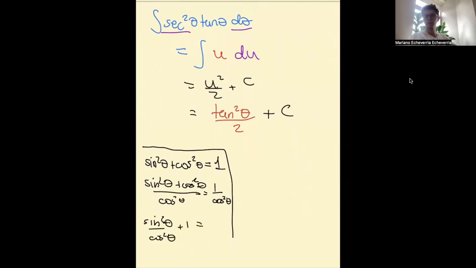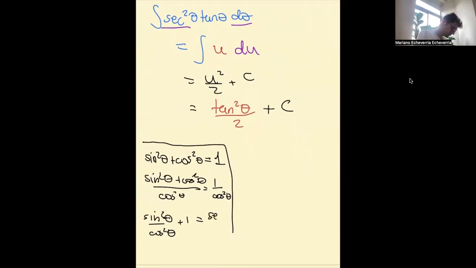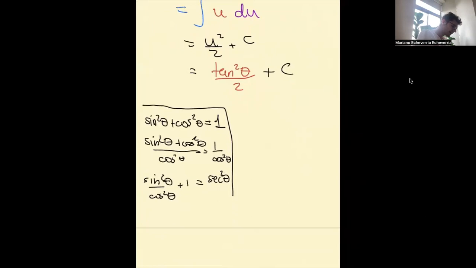What is 1 over cosine squared? Remember that secant is 1 over cosine, right? So 1 over cosine squared is actually secant square of theta. Is that making sense? And what is sine square over cosine square? That's just tangent square. So you end up with the identity tangent square of theta plus 1 equals secant square of theta. Is that okay?